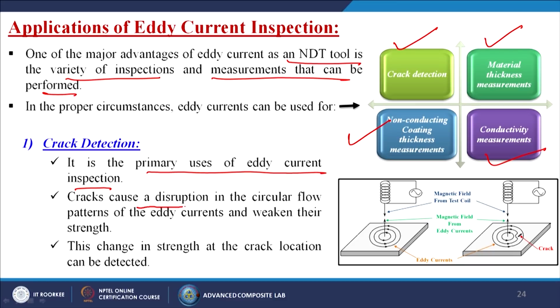Cracks cause a disruption in the circular flow patterns of the eddy currents and weaken their strength. In this particular case, the cracks are present, so the signal is weakened. This change in strength at the crack location can be detected.